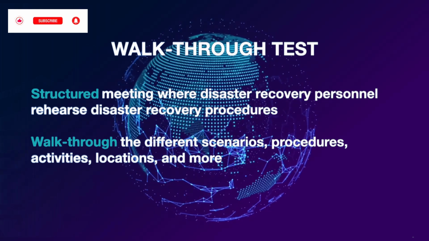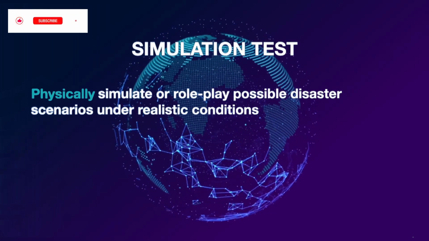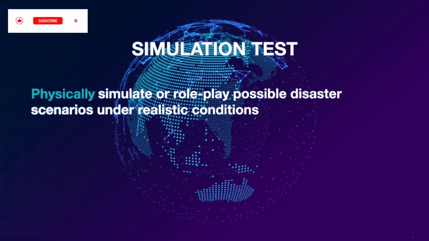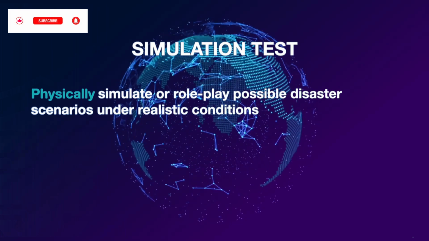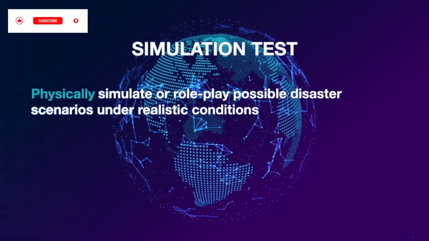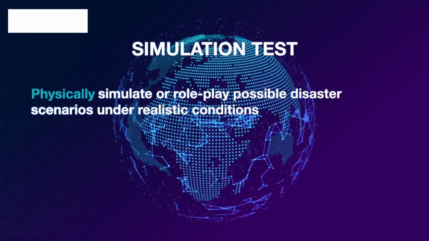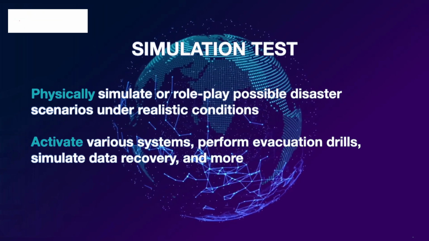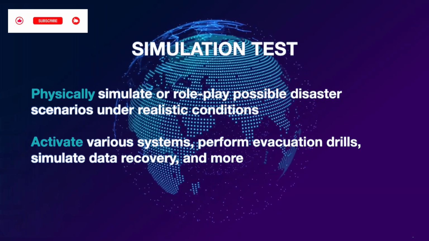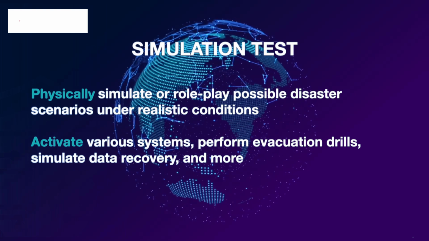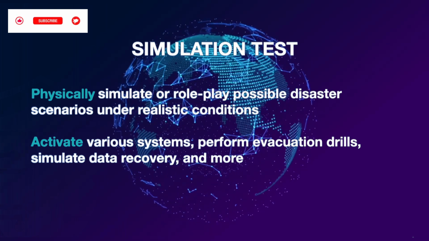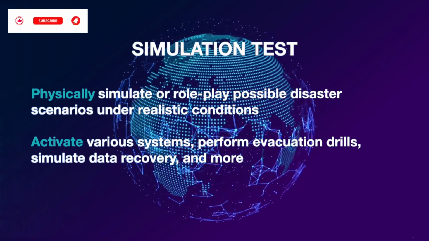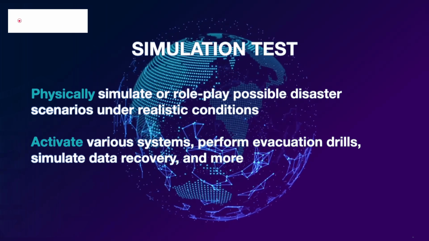Then we would take things up a level and perform a simulation test. This is where we actually physically simulate or role play possible disaster scenarios under realistic conditions. So what we are going to do here is activate various systems. We are going to perform evacuation drills. We are going to simulate data recovery and more. This is also called a preparedness test. So really what we are trying to evaluate here is how ready or prepared we are for the disaster or strike. So we could be testing certain things, activating certain things, performing fire alarm drills, evacuation drills and so on.